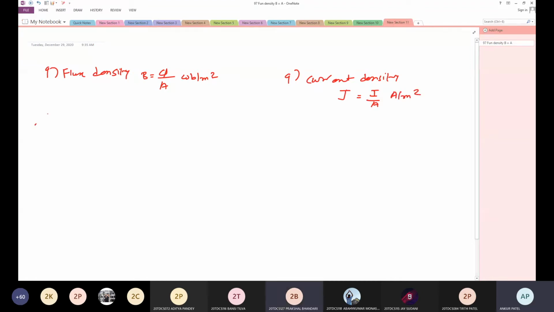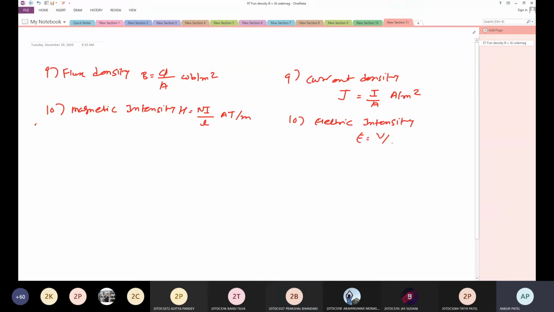10th point in similarity, magnetic field intensity. Magnetic intensity, that is H is equal to NI by L, ampere turn per meter. Here electric intensity, so electric intensity that is given by E is equal to V by D, that is volt per meter. So this is the similarities of electric and magnetic circuit.